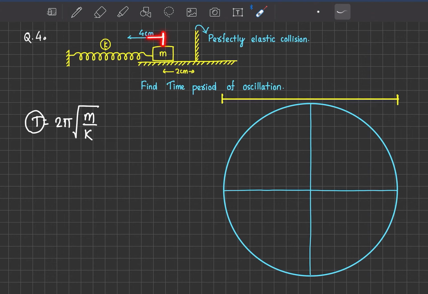It is given that we compress the mass by 4 cm and release it. So if we compress it and release, then it will come back, again it will move to the other side, but on the other side at a distance of 2 cm from the mean we have a wall, and the collision with the wall is perfectly elastic. So it cannot go again 4 cm on the other side, just like the left side it cannot go on the right side also. On the right side it can only go 2 cm.